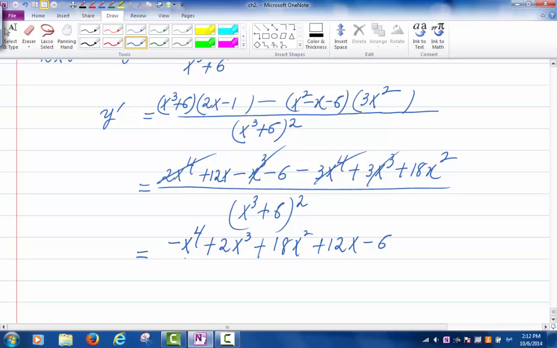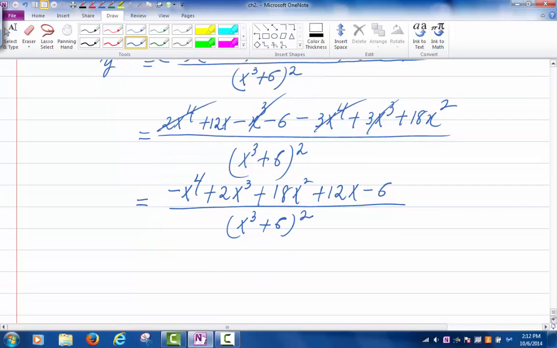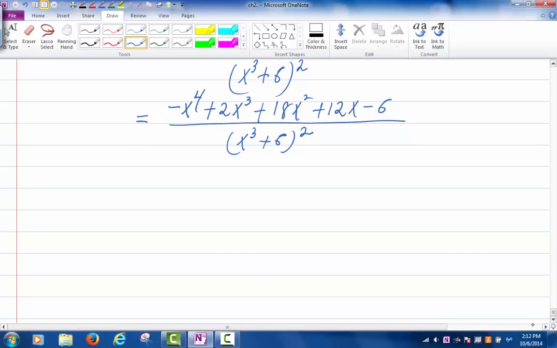And I have this thing over x cubed plus 6 squared. So that's the simplified answer. Any questions, anyone? Any questions at all?